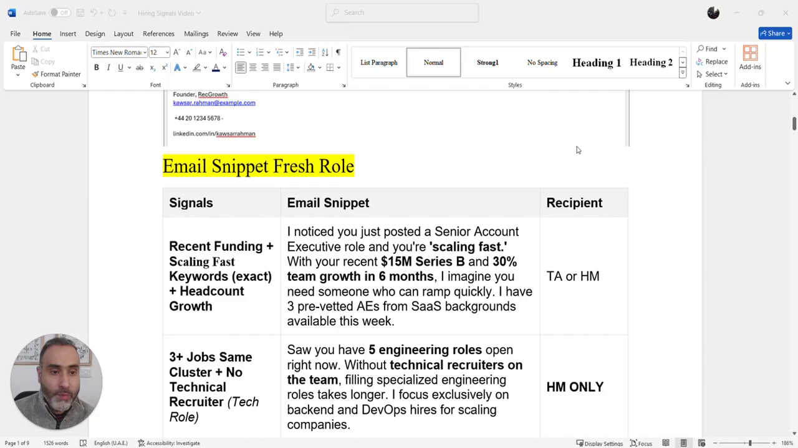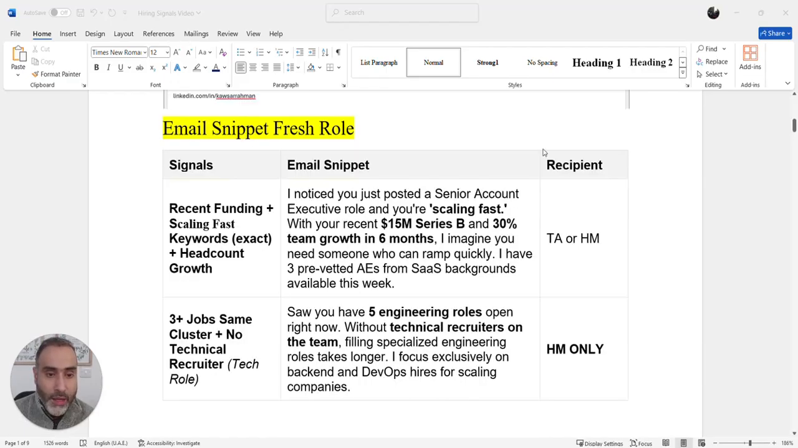Here's an example. "I noticed you just posted a senior account executive role and you are scaling fast with your recent 15 million Series B and 30% team growth in the last 6 months. I imagine you need someone who can ramp quickly, and I have 3 pre-vetted AEs from SaaS backgrounds available this week." Now you're talking about their role, their funding, and their growth. This feels like you have actually done your homework.